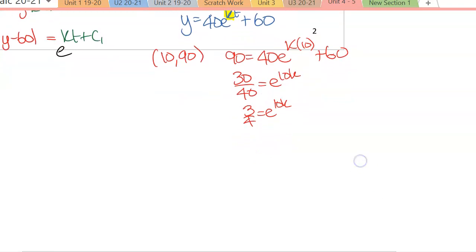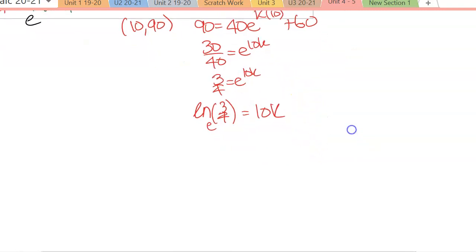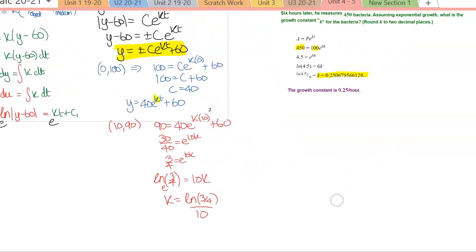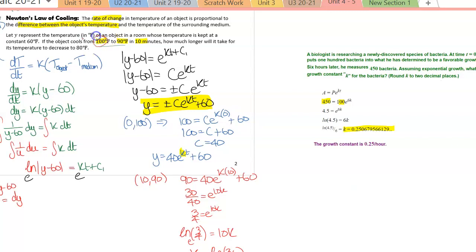In order for us to solve for k, we have to use natural logs. So we convert to the natural log of 3/4 equals 10k. You can basically take the natural log of both sides, either works. Therefore, k is going to be the natural log of 3/4 over 10. So that's our k value. Okay, so we used the 100 and the 90, and now we're going to use this to find the 80. So this is the last part.